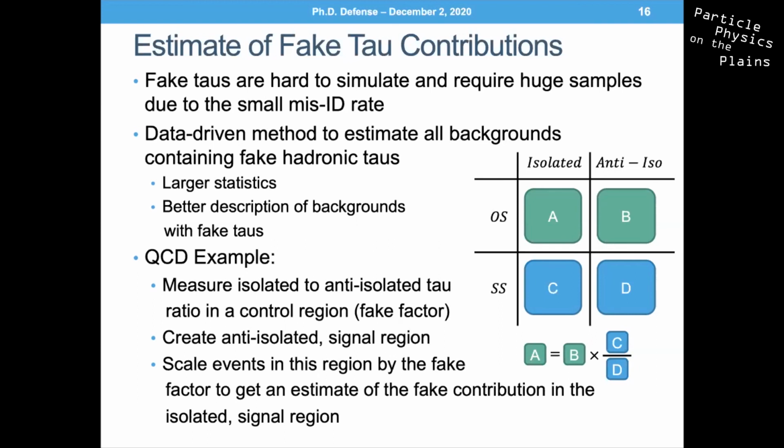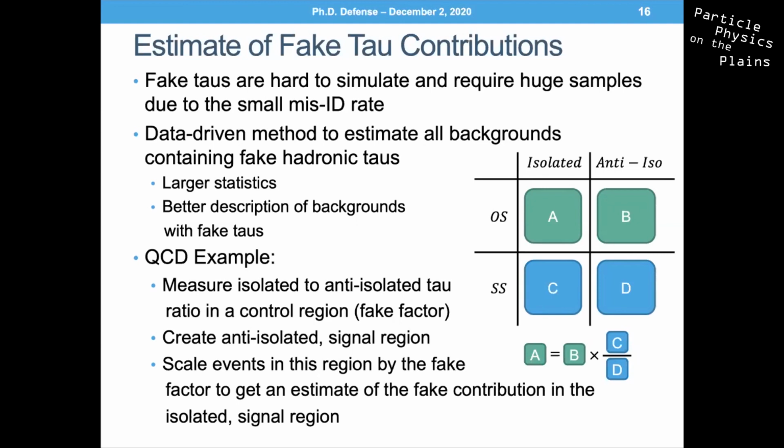And then you've got this region here on the right where you've got B and D, where you flip the tau isolation and now you've got anti-isolated taus. And then you've also got control regions on the bottom here in C and D, where instead of opposite sign events, you're measuring same sign events. And so because the QCD doesn't have real taus, these are all fake taus, there's no reason to assume that they should all be opposite sign between the fake tau and the muon.